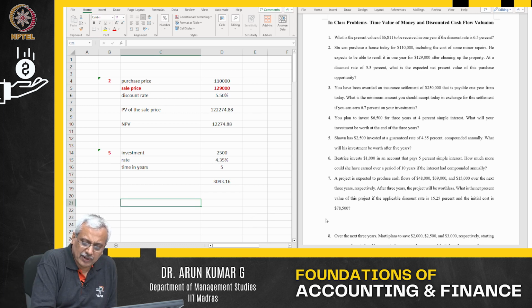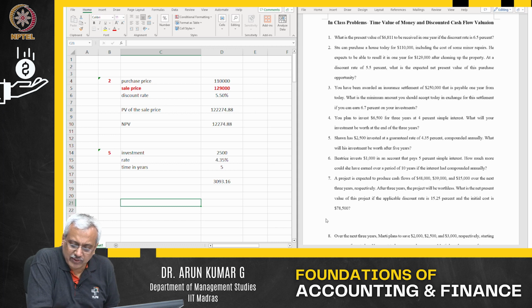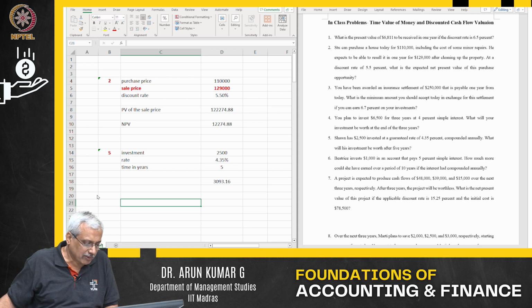Let us take up the seventh one. A project is expected to produce cash flows of 48,000, 39,000, and 15,000 over the next 3 years respectively. After 3 years, the project will be worthless. What is the net present value of the project if the applicable discount rate is 15.25% and the initial cost is 78,500? Let us do the seventh problem.